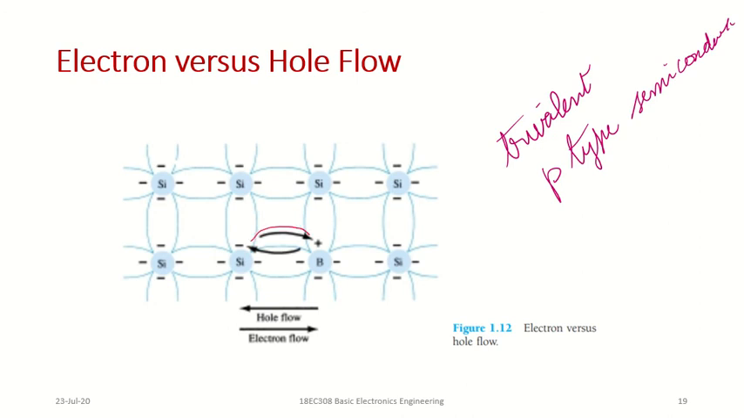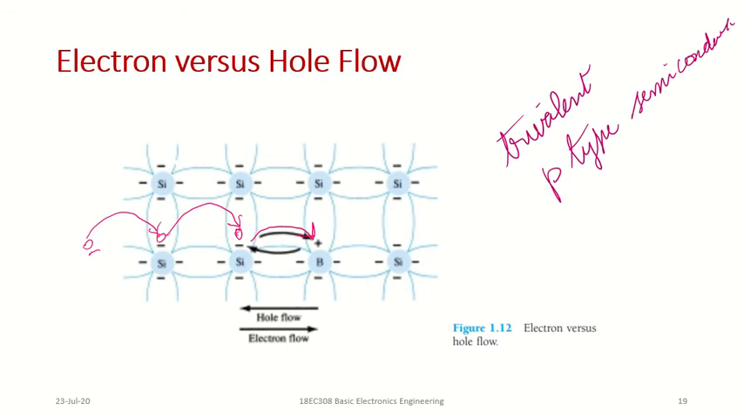Electrons are coming to this empty space. Now what happens? This place will become empty. Now this electron is coming here, so this place will become empty. One electron is coming here, okay, so this place will become empty.